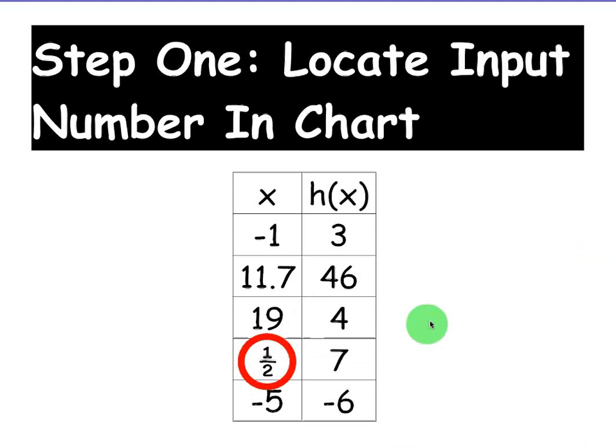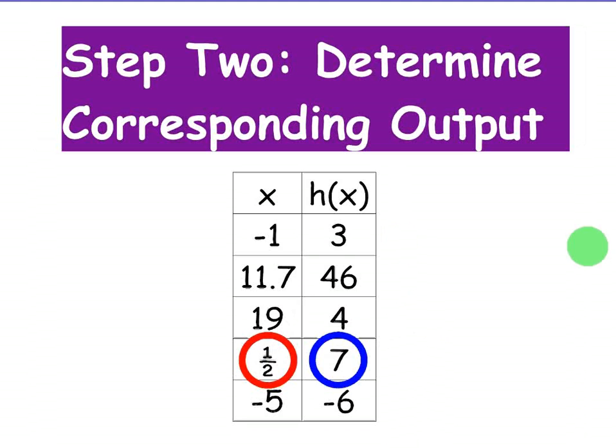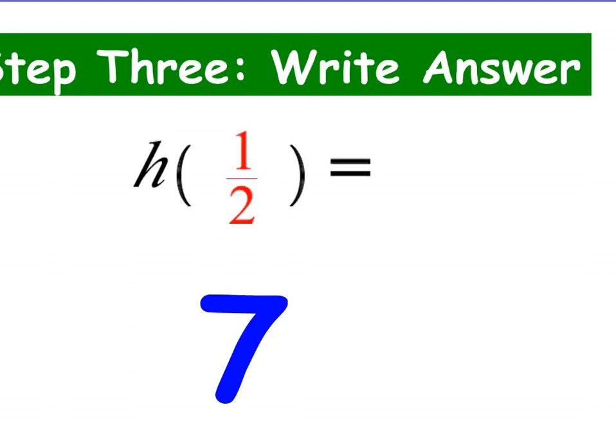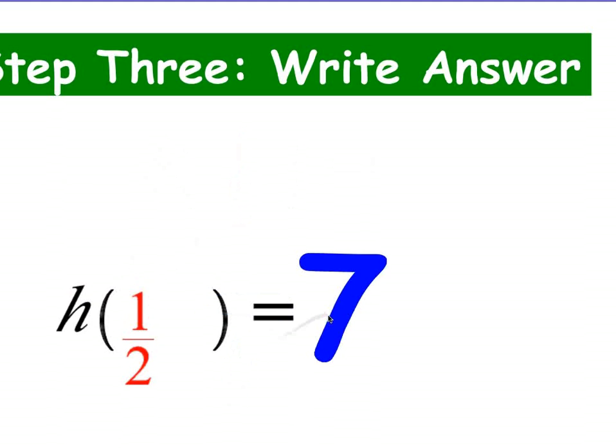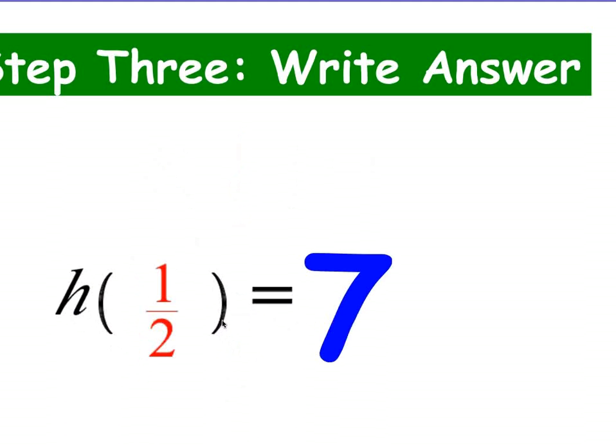So that's in the input. What's the output going to be? It's that number 7, right? So since we plug in 1/2, we get 7 back. That's our y value, and therefore that's our answer. h of 1/2 equals 7. Pretty simple, right? So the number in parentheses is what you're plugging in. The number you get back is your h of x value, or your function value, y value.